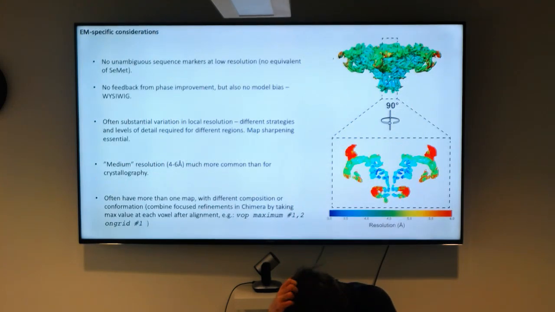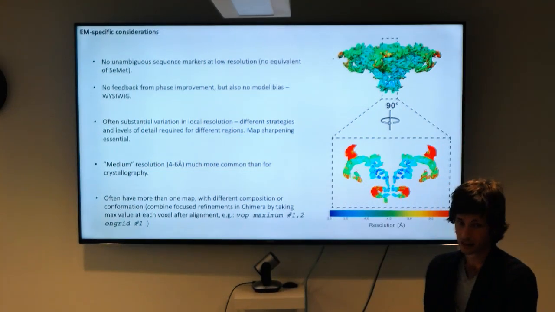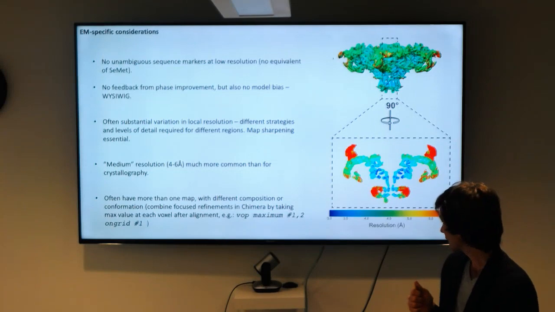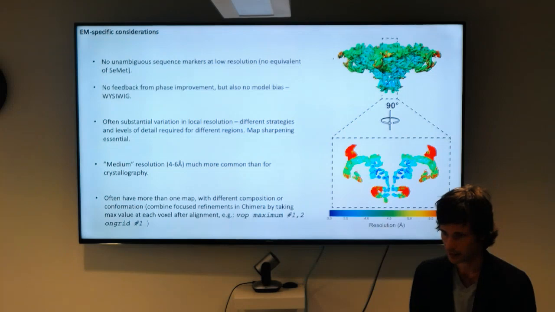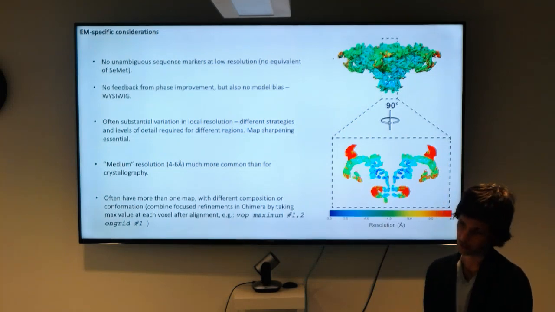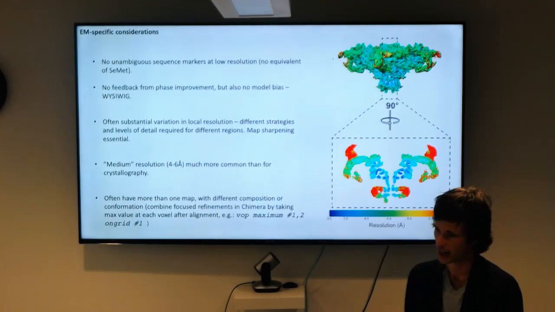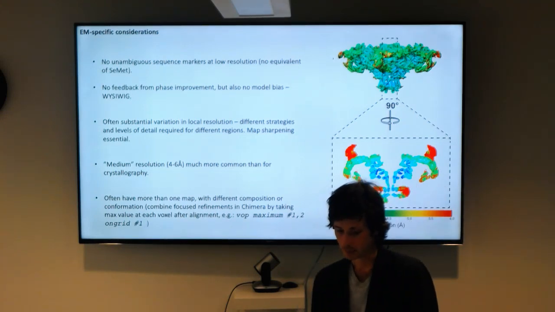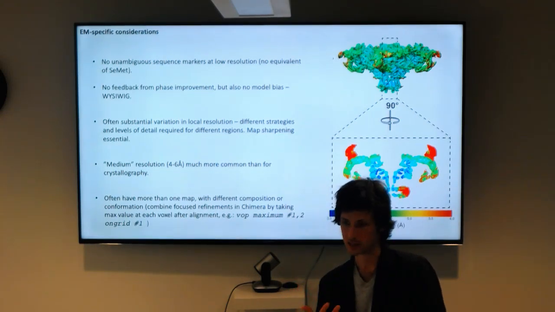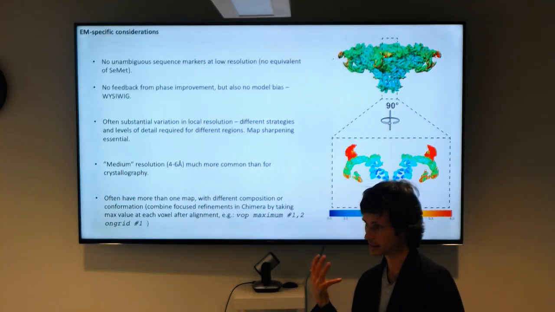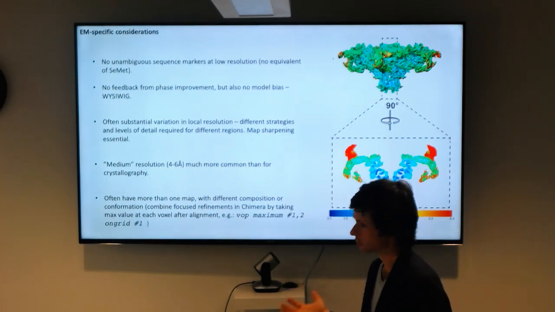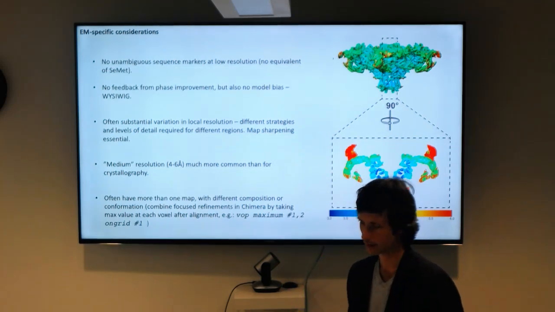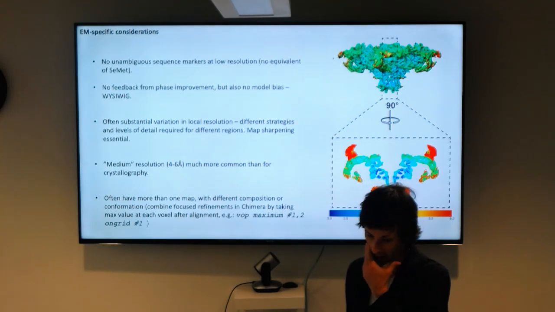All right. So just thinking about some EM specific considerations for model building. One of the disadvantages that we have is we don't have any sequence markers. There's no equivalent of selenomethionine. There's no anomalous diffraction equivalent for EM. This means that basically what you see is what you get, and everything that you're doing is guided from a single map, more or less, unless you make a mutation and calculate a difference map based on that or whatnot.